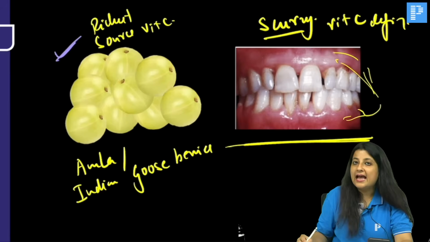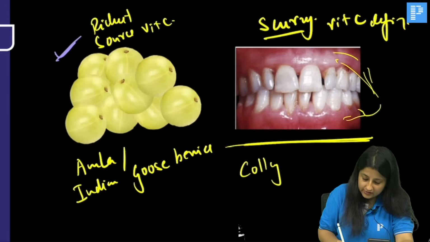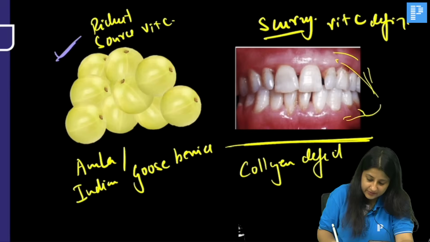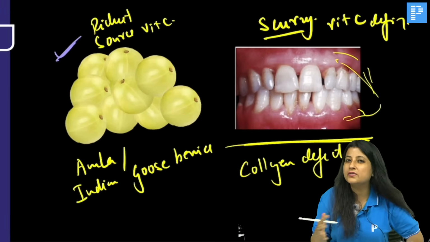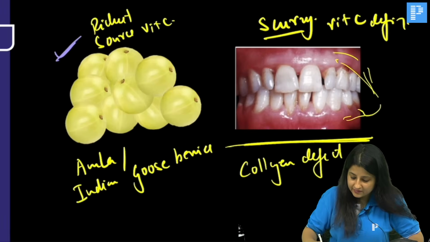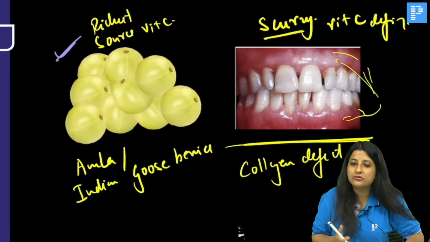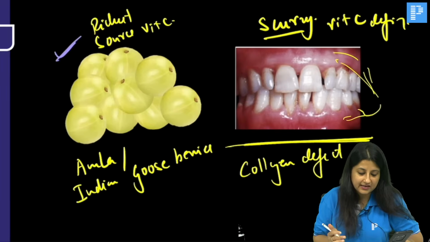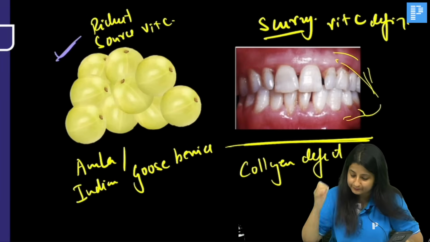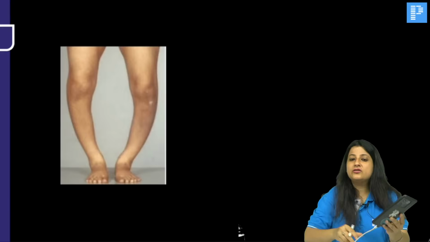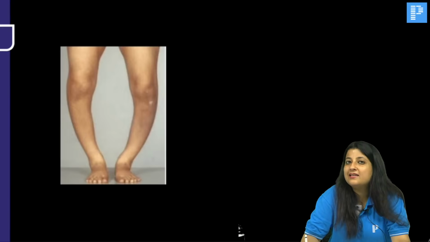Alright, scurvy. And in this, you should also remember one more thing. Collagen defect हो जाता है in vitamin C deficiency, easy bruising, delayed healing. Because collagen is the building framework of tissues, and if that is not there, it leads to this. तो ये lead करता है. Okay, what is this? Genu varum or genu valgum?